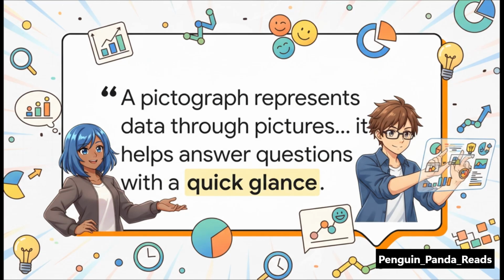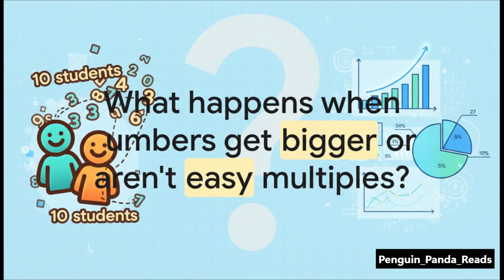It's super intuitive, it's fast, and let's be honest, it's a lot more engaging than just a boring list of numbers. But they're not perfect. They're awesome for simple stuff. But what happens when the numbers get bigger? Or what if you needed to show, say, 27 students? Are you going to draw 2 full pictures and then, like, 7/10 of another one? It gets pretty messy and it's not very precise.